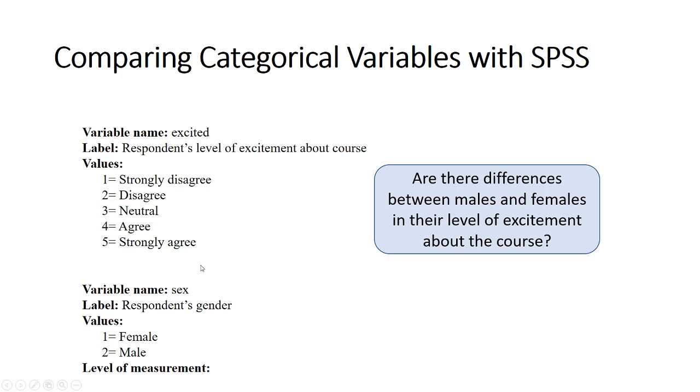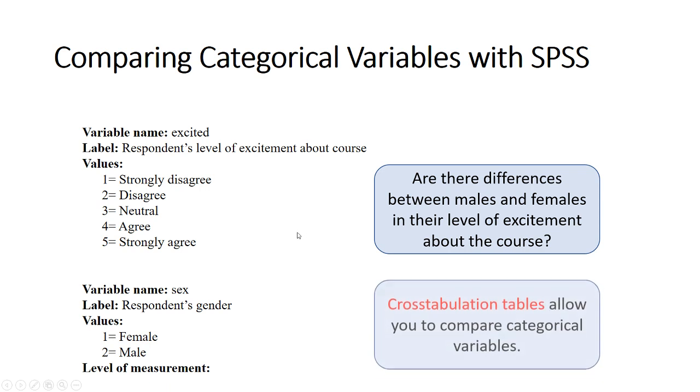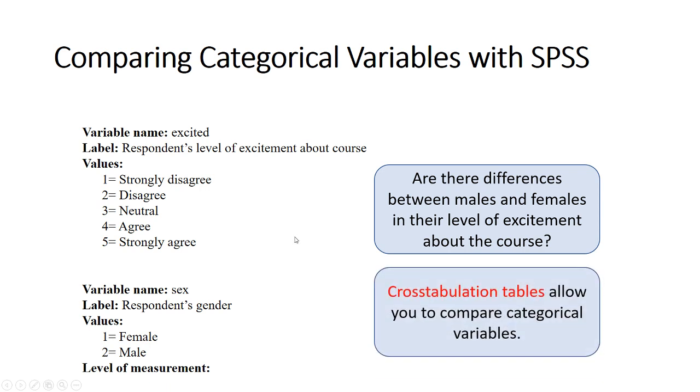So whenever you want to compare categorical variables, you must use a cross-tabulation table. Essentially, what a cross-tabulation table does is that it allows you to see how one categorical variable is distributed across the values of another categorical variable.